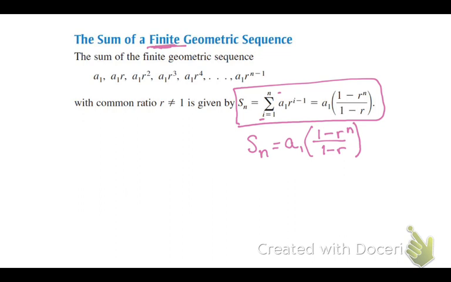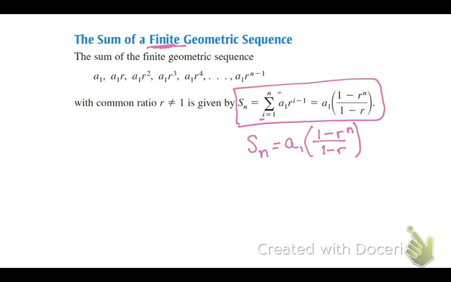Okay, we couldn't find the infinite sum of an arithmetic because it went forever. You add and subtract forever. You can find the infinite sum of a geometric if certain conditions apply. So not always, and we'll go over that. But right now we're going to do finite.